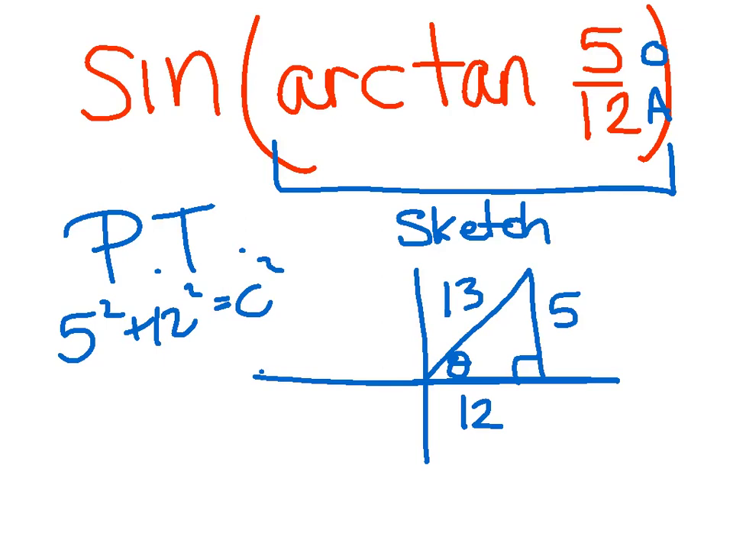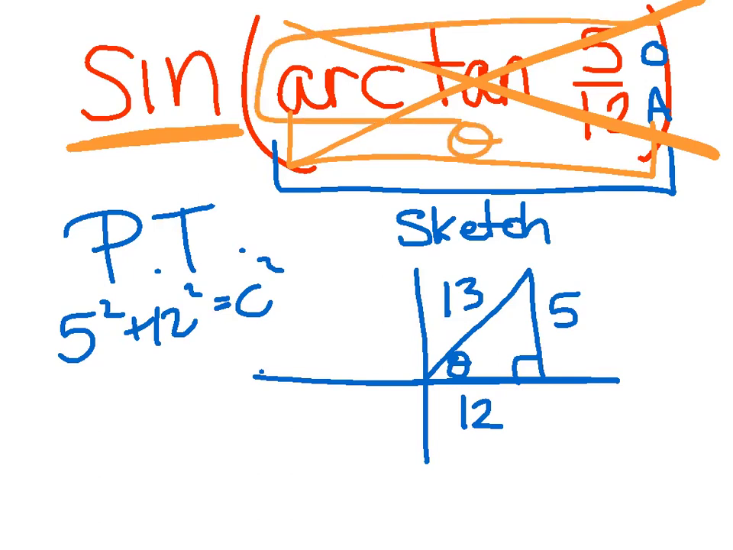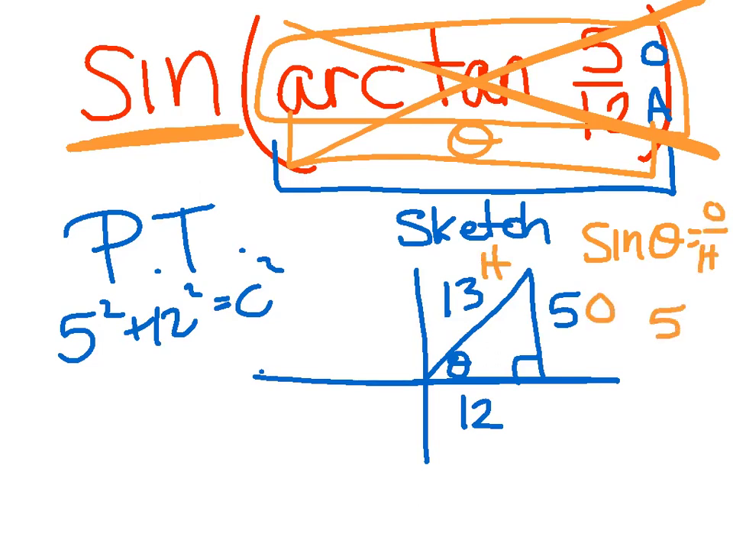So here's the deal. You're just going to use this piece here to sketch out the picture, and then we're done with it. Now the question is, what is the sine of that angle? Basically, all this piece did was get me theta, and the question is now, what is the sine of theta? Looking at that picture, I want opposite over hypotenuse. I'm going to say the sine is 5 over 13.